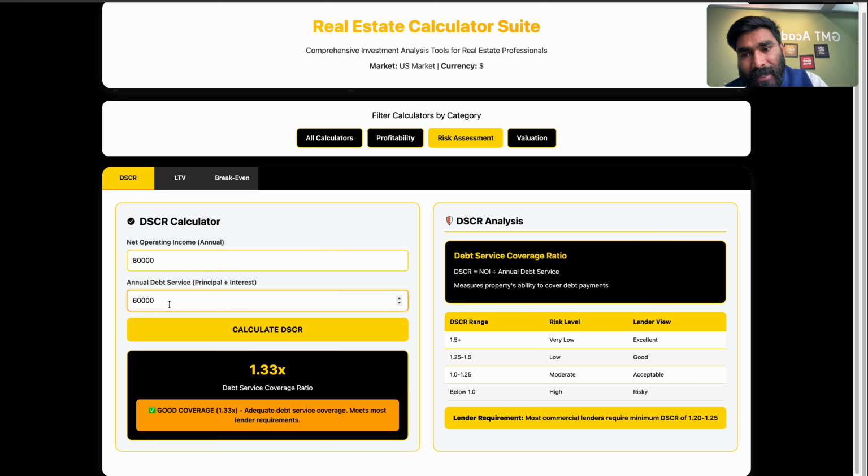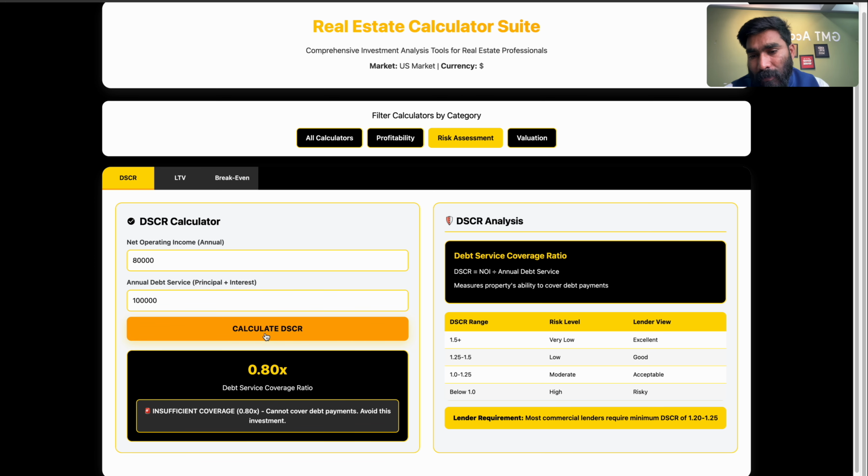Now if I add, let's say, 100k as the debt on the investment, and against the debt you have only 80k net operating income, let's calculate it. It's poor, so it means 0.08x, which means you have a poor debt coverage ratio.